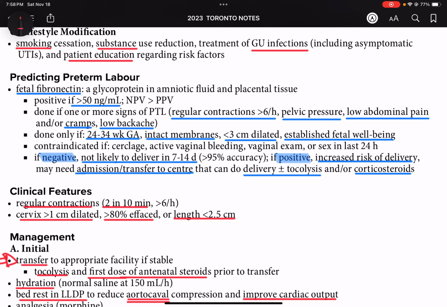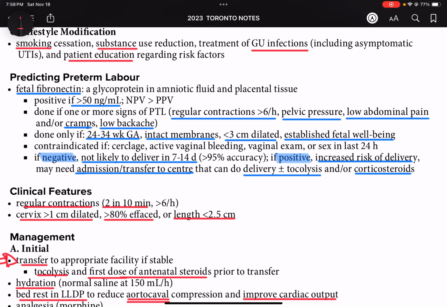And when is it contraindicated? If they have active vaginal bleeding, if any vaginal exam happened, or sexual intercourse in the last 24 hours. Then there's no use of predicting preterm labor by fetal fibronectin. If negative, not likely to deliver in 7 to 14 days, and this is accurate.